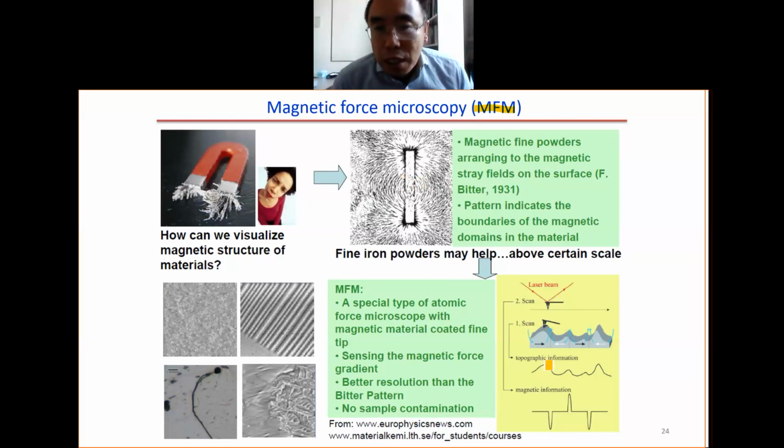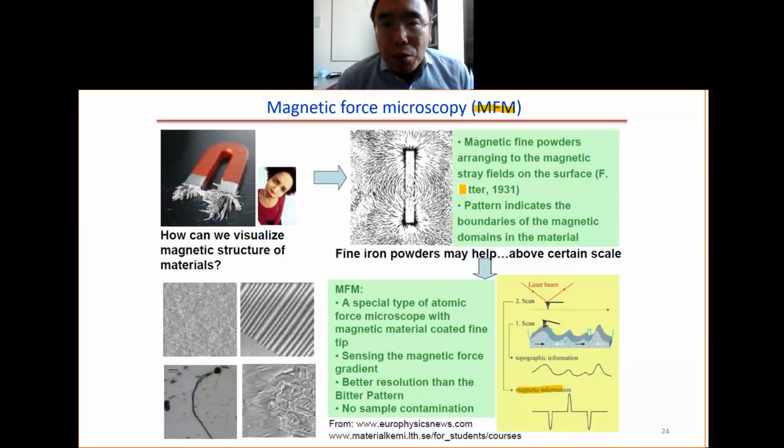So this is the setup. You can see, first we do the first scan to give you the topography information. Then we follow the surface again, we do the second scan, and we get this magnetic information. And this corresponds to the switching. This is the domain wall, the wall of the domain, to map magnetic field or magnetic domain.